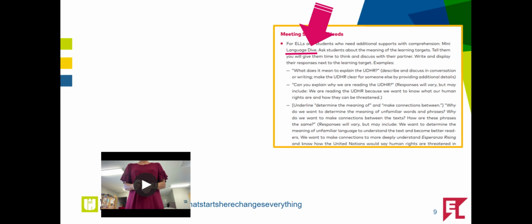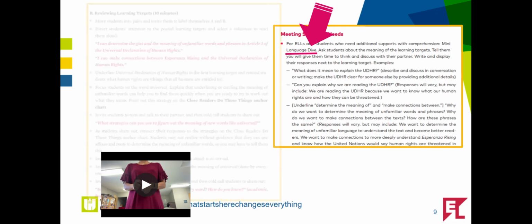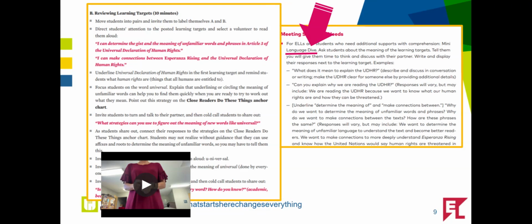In opening part B, unpacking the learning targets through a mini language dive with the whole class is a great way to help students understand what the expectations are by the end of the lesson. Notice the reference to the Close Readers Do These Things chart for understanding the word universal. Notice this section also gives other ideas to unpack the word universal, such as clapping out the syllables and referring to the affix chart that students have in their student materials. Total physical response, using hand motions to create representations of words, would be a good strategy also.